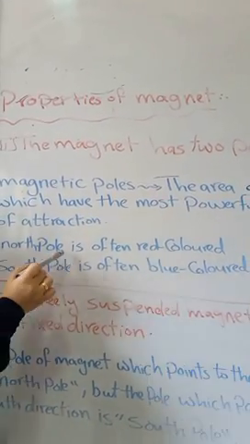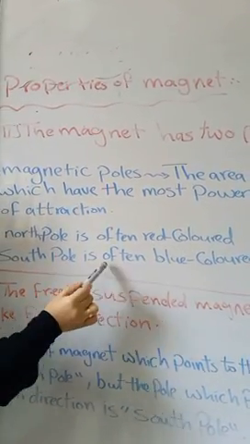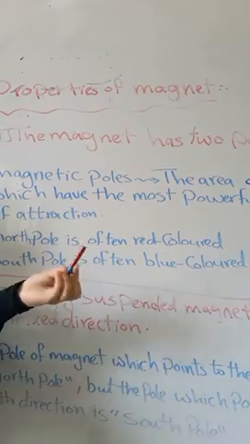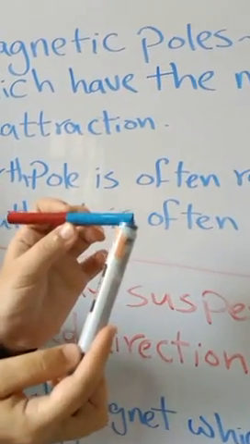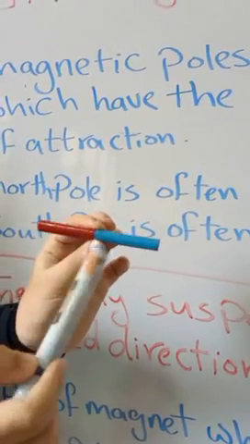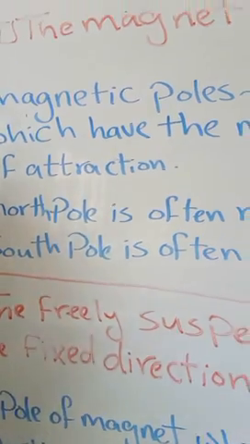And the north pole is often red colored, but the south pole is often blue colored. So any magnet has two poles, north pole and south pole. The north pole has the red color, but the south pole has the blue color.